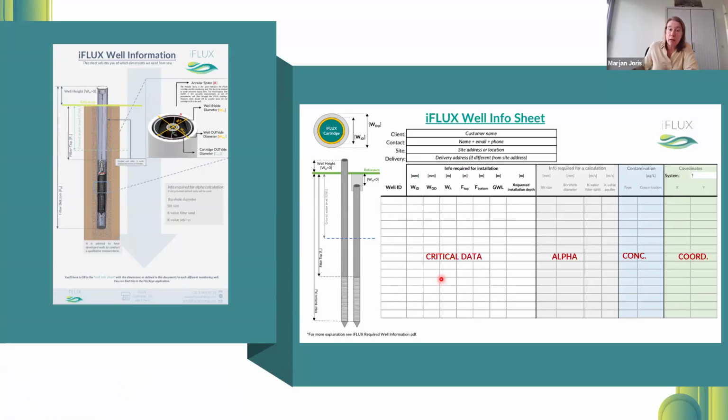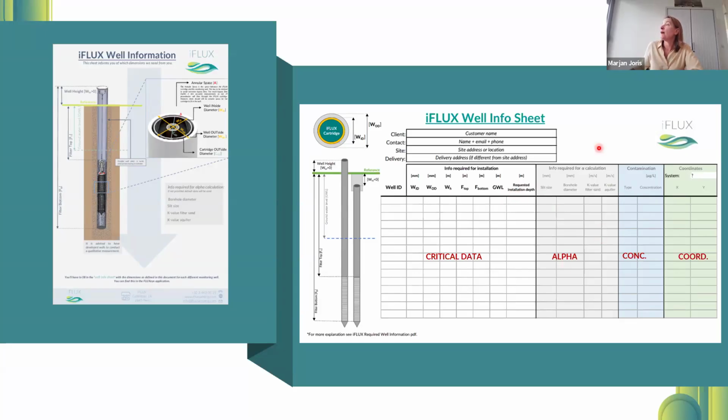What do we need from you? We first need information on the wells, like, as I already said, the internal diameter of the well, but we also ask for the outside diameter, the location of the filter screen, as well as the groundwater level, because we prepare everything upfront. Not only the diameter of the cartridge, but also the length of the cable, so we can send you the combination of cartridges and installation equipment, and it's very easy for you to install everything on site.